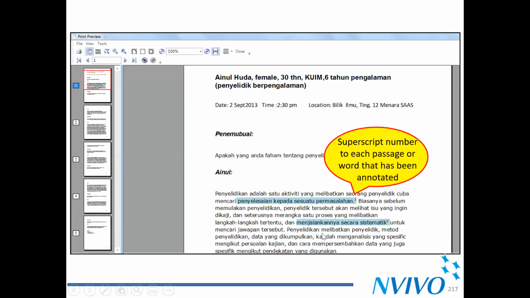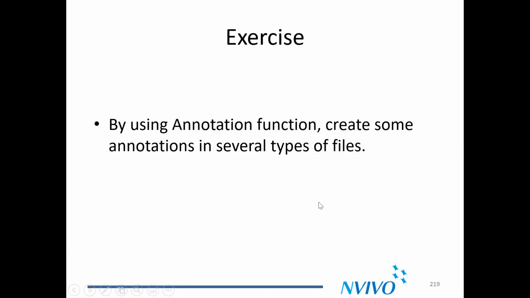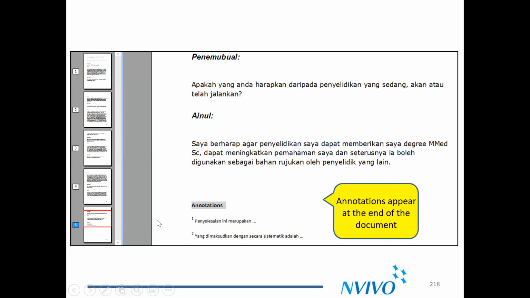You notice that there's a superscript numbering on the text that is highlighted. At the end of your body text, you have this one. These annotations are sorted in ascending order. If you have 3 and you delete number 2, then number 3 becomes number 2, the next one. They are automatically renumbered, whatever annotations you have created.